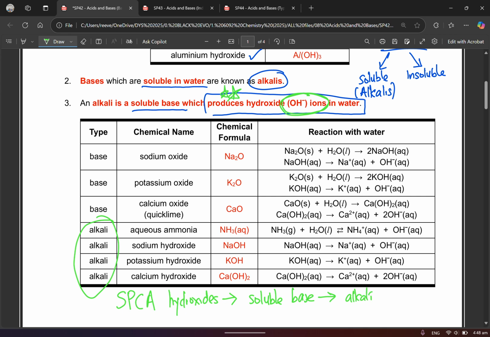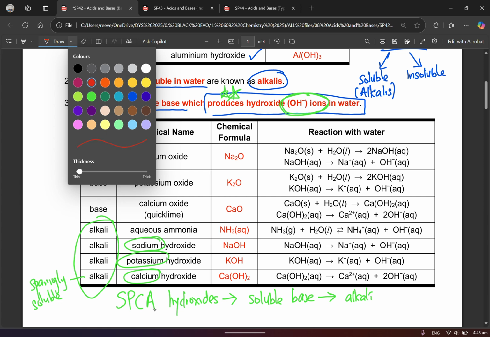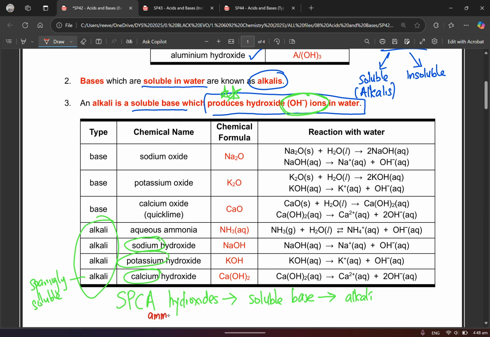Let's run through SPCA real quick. S stands for sodium, P stands for potassium, C stands for calcium. This calcium is sparingly soluble, but I will still consider it as soluble. A stands for ammonium. I repeat, A stands for ammonium. Let me write it down. Ammonium hydroxide. So what is ammonium hydroxide?